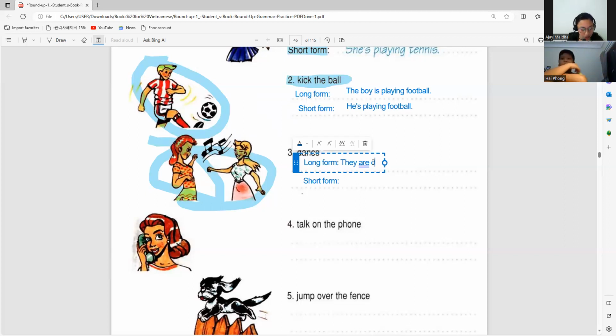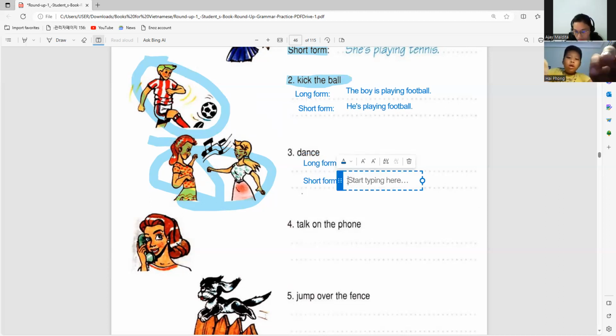Okay. How about the short form? Short form is they... Okay, you will use this one: they're. Okay? Dancing. Well, you are typing, but I didn't receive your message. Where did you put your message?